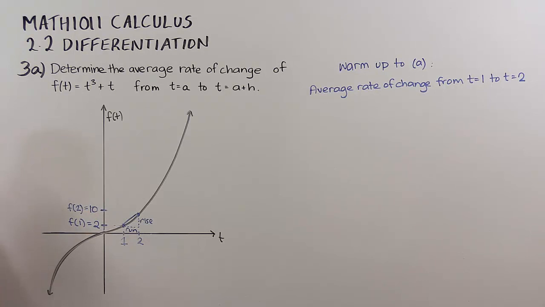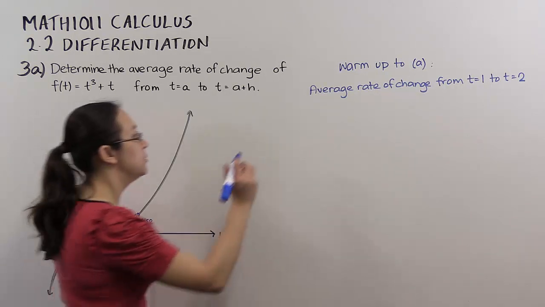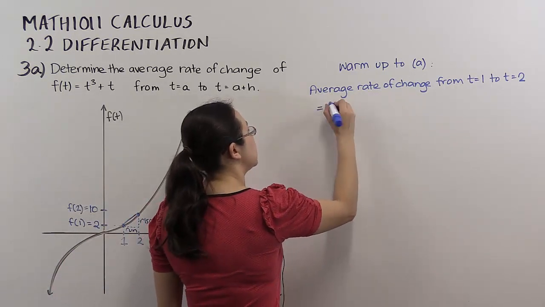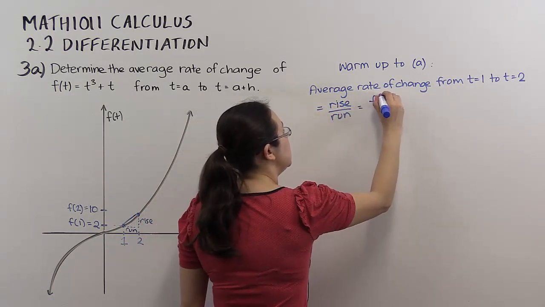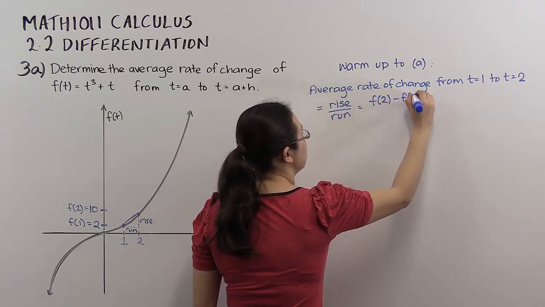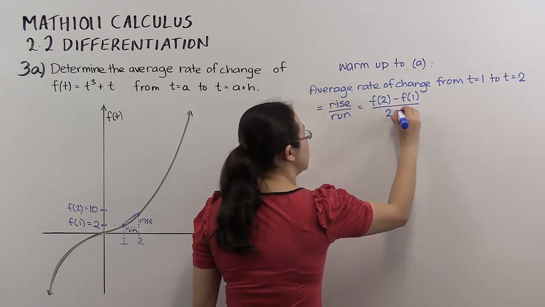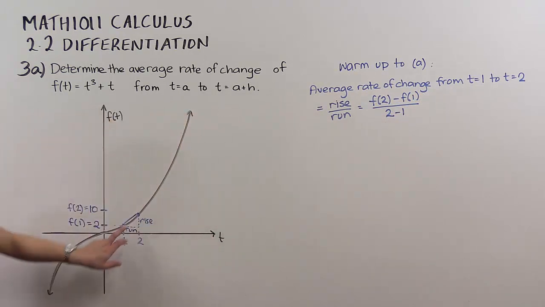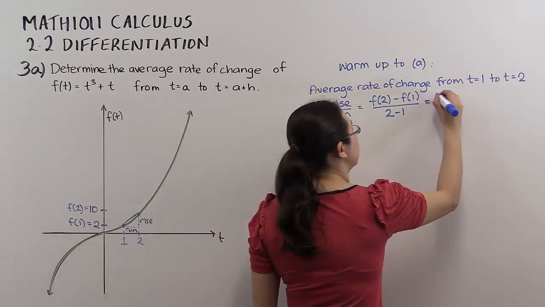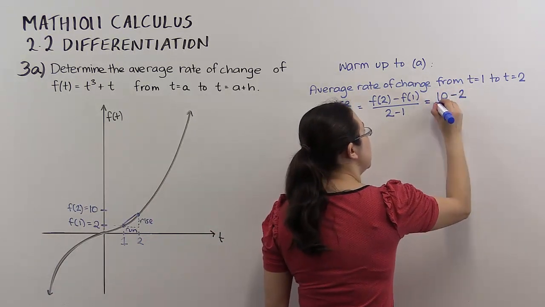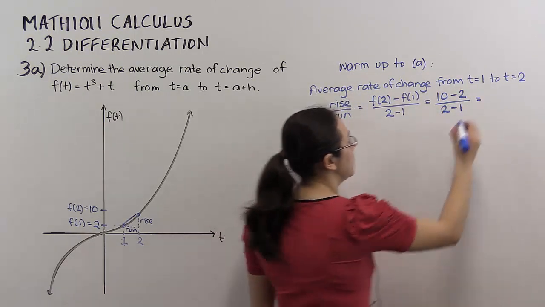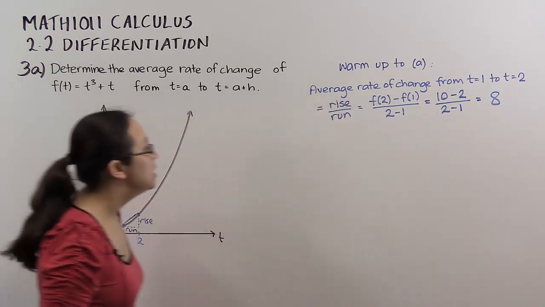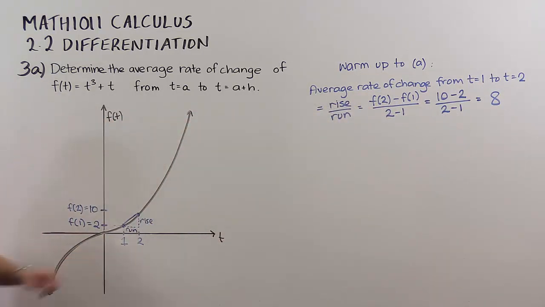So we can calculate what this average rate of change is. The average rate of change, if you like, is the gradient, or the rise divided by the run. That's the change in y, so f of 2 minus f of 1, divided by the change in x, that's 2 minus 1. And f of 2 is 10 and f of 1 is 2, which we calculated before. So the change in y is really 10 minus 2 divided by the change in x, which is 2 minus 1. So overall, we have an average rate of change of 8 from t equals 1 to t equals 2.